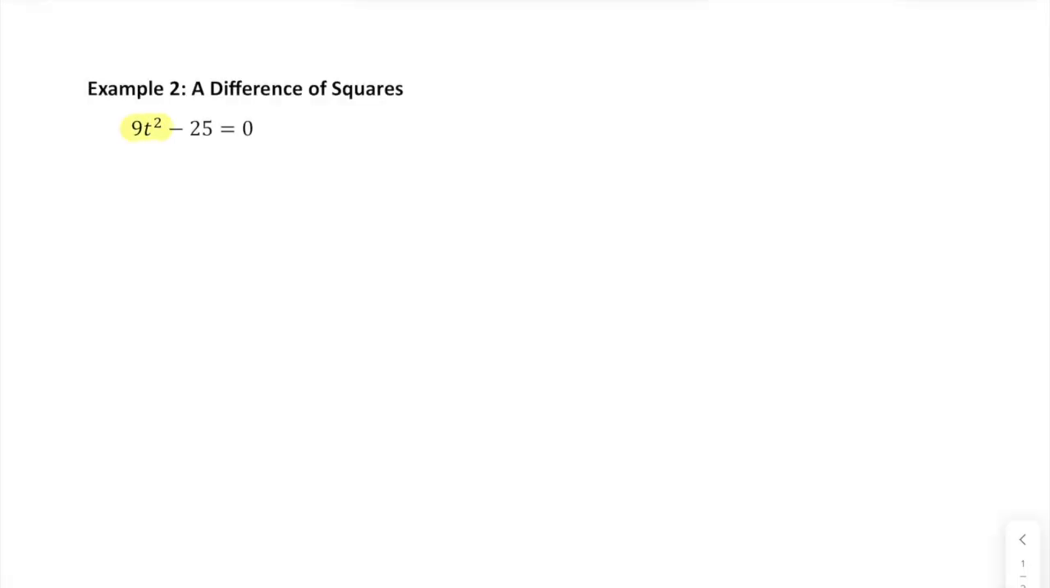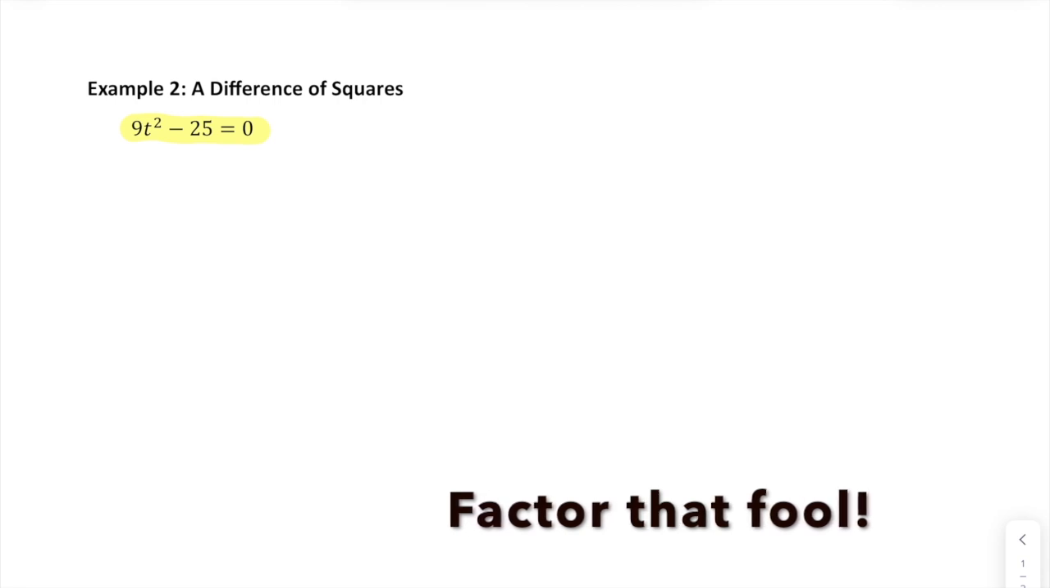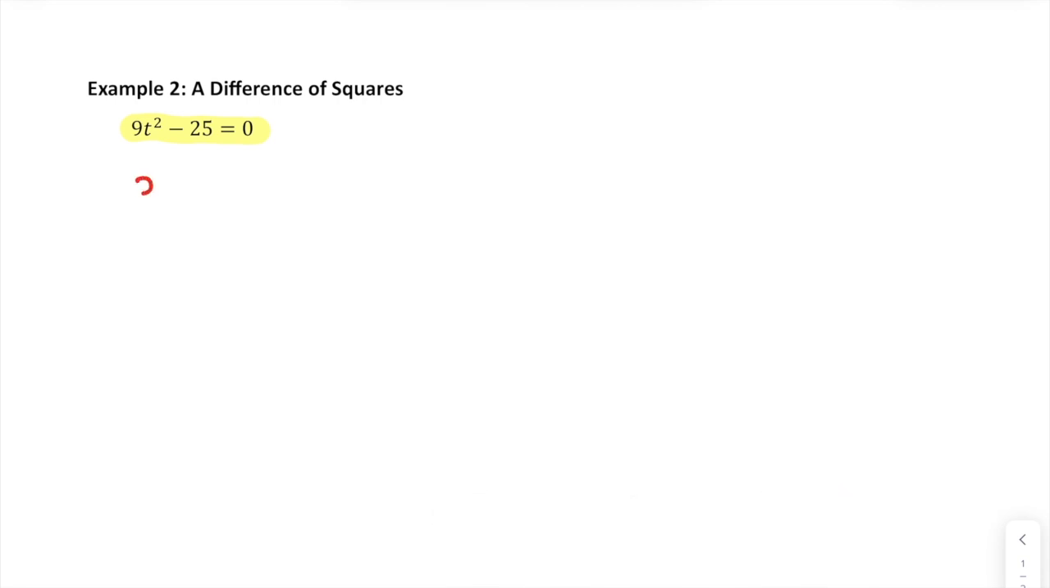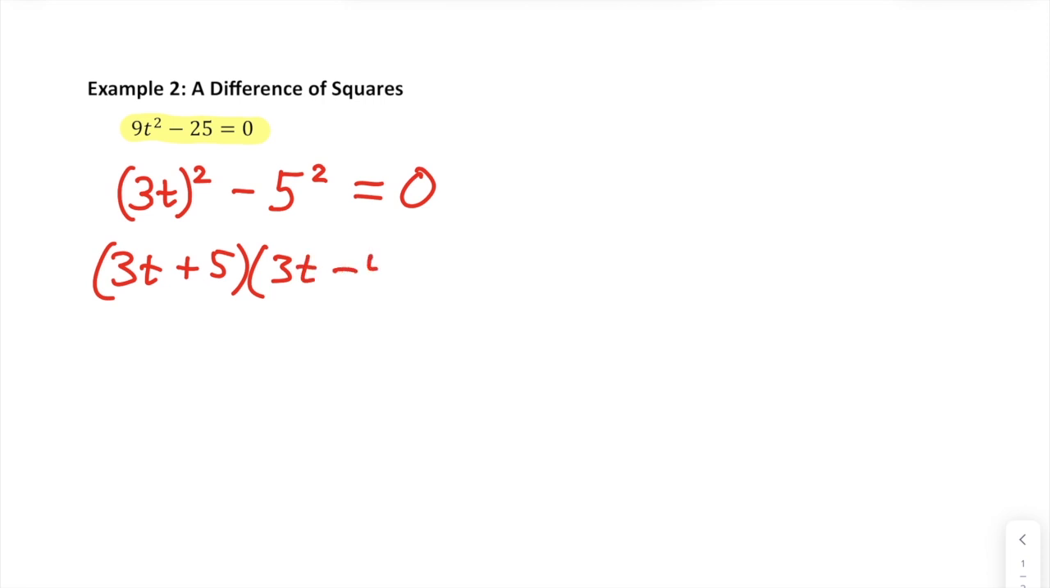What if you have 9t squared minus 25 equals 0? Again, factor that fool. This is a difference of squares. 3t in parentheses squared minus 5 squared. It factors to 3t plus 5 times 3t minus 5. Setting each of these factors equal to 0 and solving for t, we get t equals negative 5/3 and t equals 5/3.